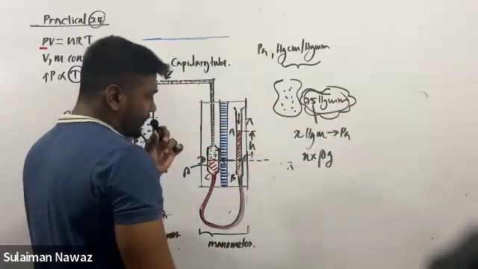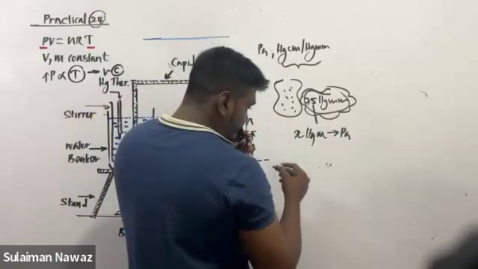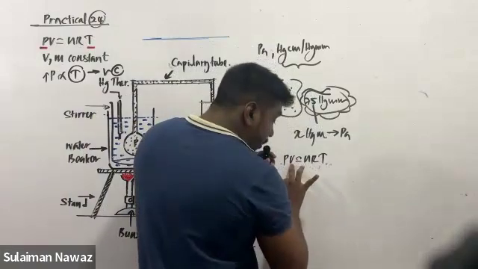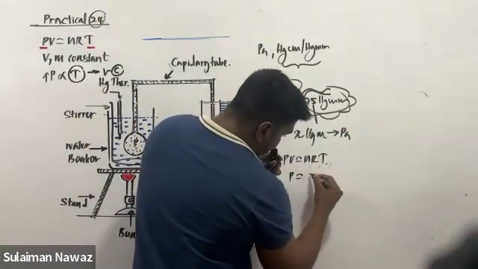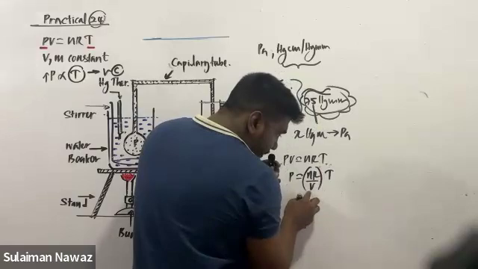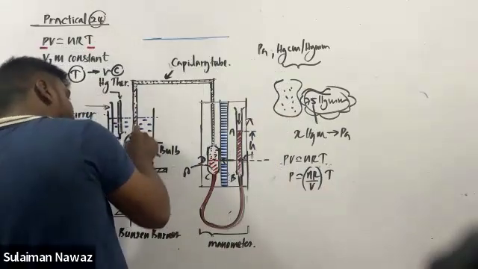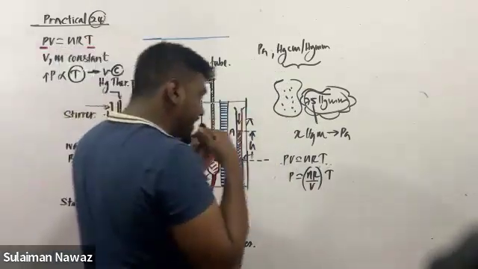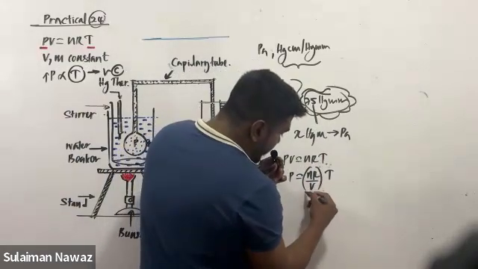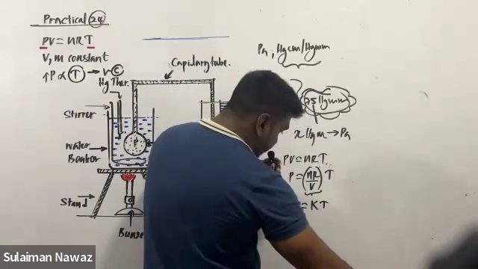Now, from the ideal gas equation PV equals nRT, if you maintain volume constant, pressure equals nR over capital V times T. nR over capital V is a constant, as the mass of the gas inside the bulb and the capillary tube is the same, so n is constant. As you are maintaining volume constant throughout the practical, this entire term is a constant K. Then pressure equals KT.